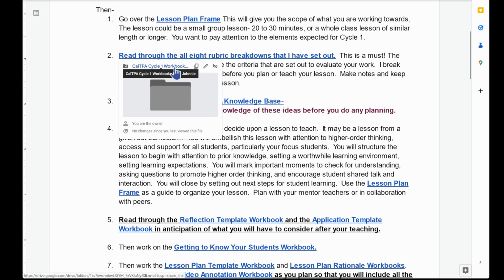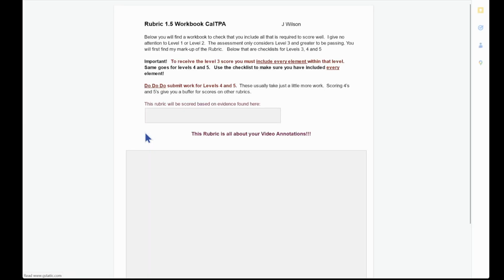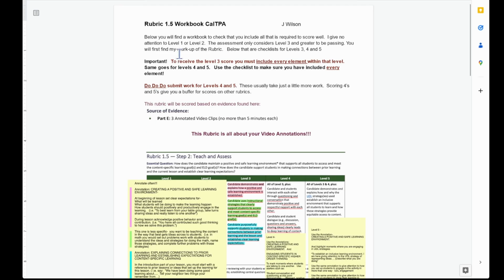If we go here, this will take us back to our large folder. We can take any one of the rubrics, and I'm going to show you one at the moment. 1.5 would be a worthwhile one to look at. So this is a workbook for rubric 1.5, and you can see that I've set out scores for levels 3 and above, because the assessment only counts scores that are above 3, and counts 4s and 5s as well. You are allowed a couple 2s, but you really should be working towards 3s at least.